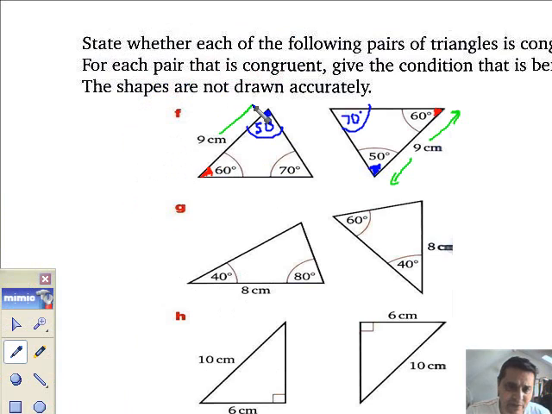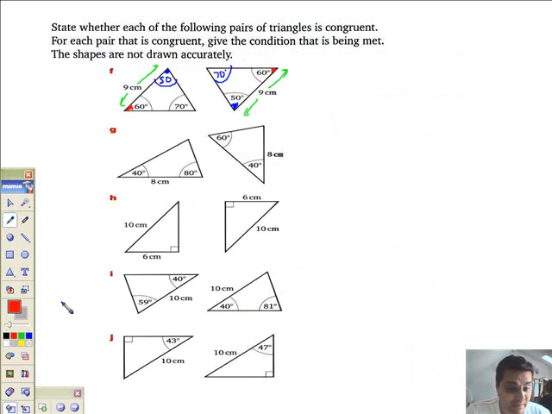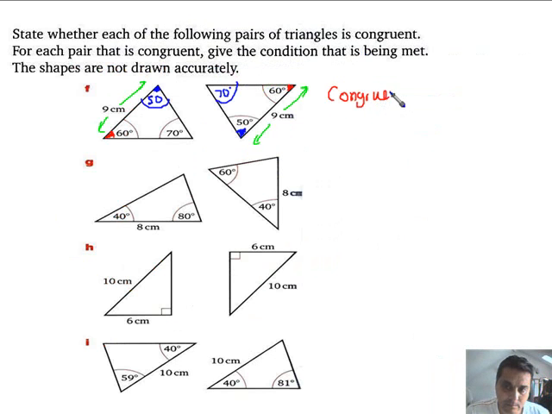Okay, look at the position of the 9 centimeter line. I go angle, side, angle. Check on this side. Same 60, same angle, same 9, same length, same angle, 50. So I've got an ASA. Therefore, these are congruent triangles, because I have angle, side, angle, ASA rule, and that's lovely. Good to find one, isn't it?